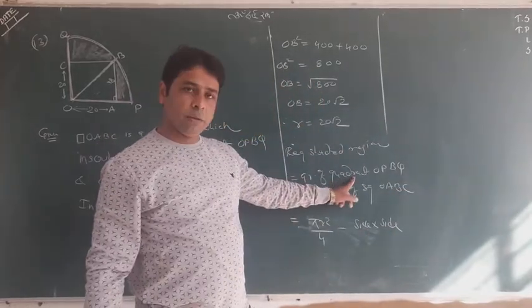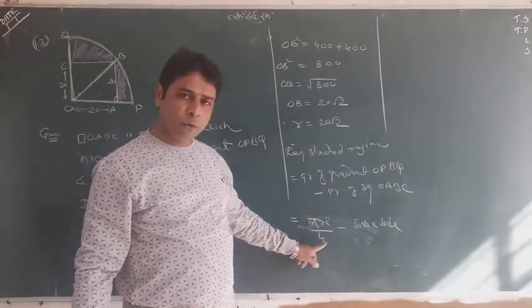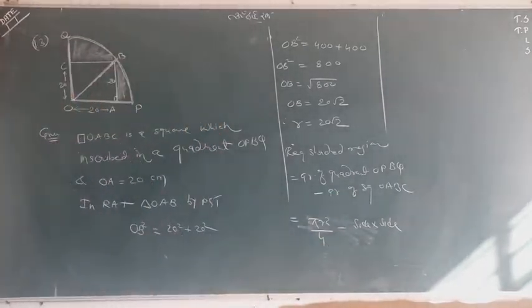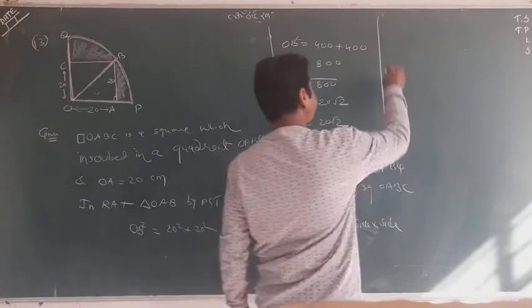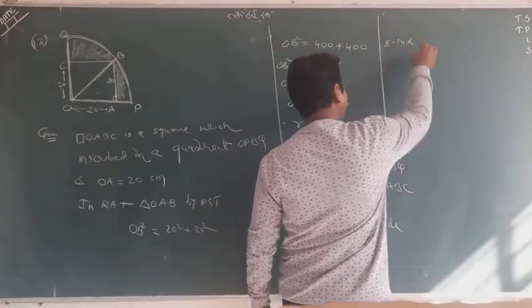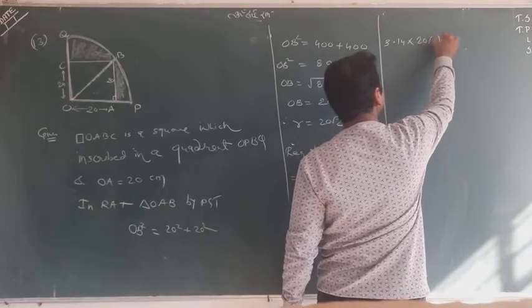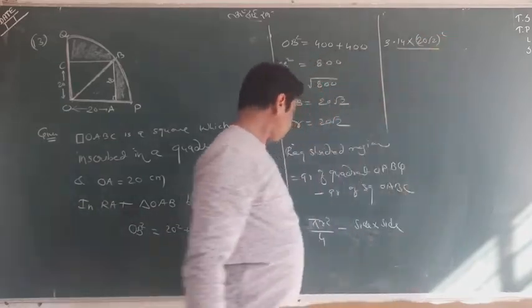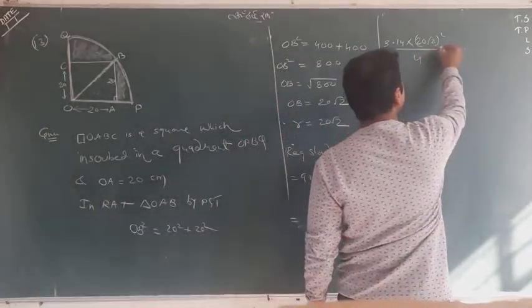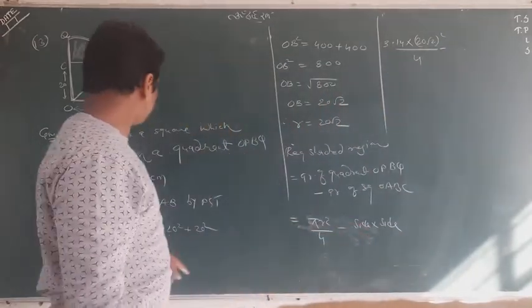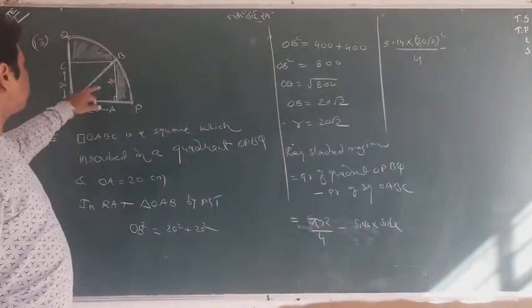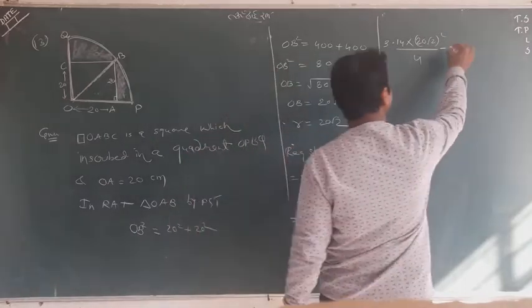Area of quadrant, you know the formula, pi r square upon 4. The value of pi is given as 3.14 in this question. Radius, which is 20 root 2, whole square upon 4, minus side into side. What is the side? The side of the square is 20. So 20 into 20.